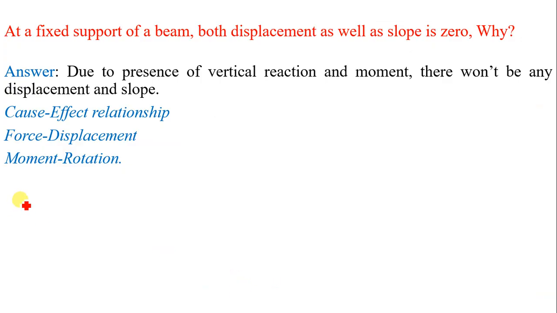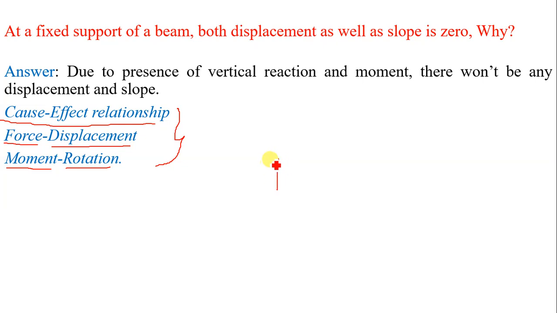Next question is, at a fixed support of a beam, both displacement as well as slope is 0. Why? Friends, here we can use the cause effect relationship. The cause effect relationship states that when you apply a force, displacement is bound to be there. When you apply a moment, rotation must be there. This is called the cause effect relationship.